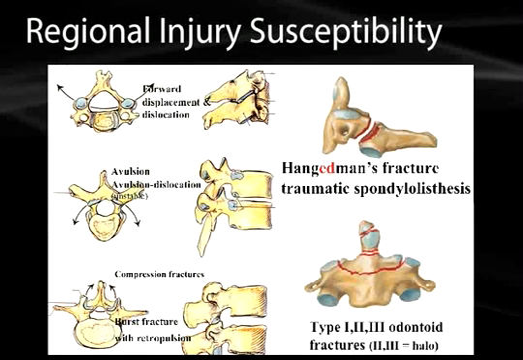If you look at the C2 vertebrae, it also has a susceptibility to fracturing through the lamina, which would be the hangman's fracture, which should probably be called the hanged man's fracture since they're the one that always dies. And that's basically a traumatic spondylolisthesis. So anytime you see spondylolisthesis, it's a bilateral fracture through the lamina. If it's one-sided, it's known as a spondylolysis.